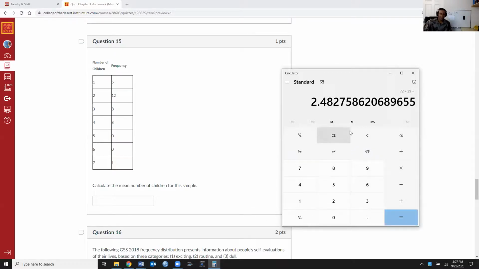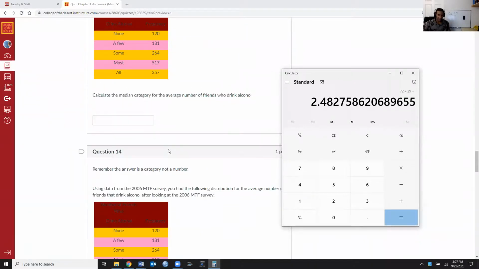And I'm going to get about 2.48 is the mean number of children for this data. So that's how you calculate the mean in a frequency distribution, okay? Which is something you might have to do in the exam. Obviously for this one, yeah, go ahead.